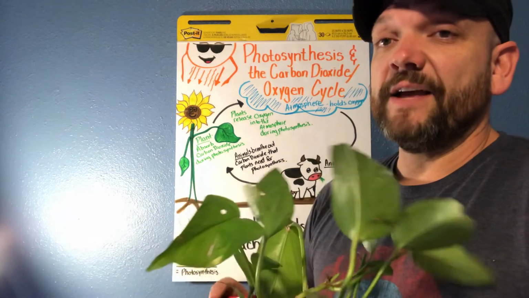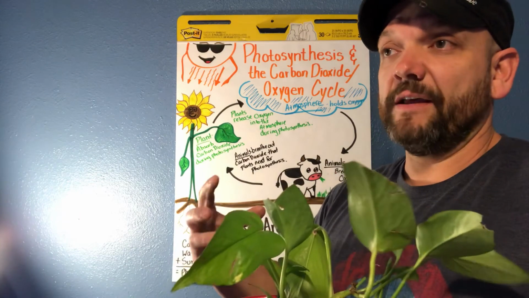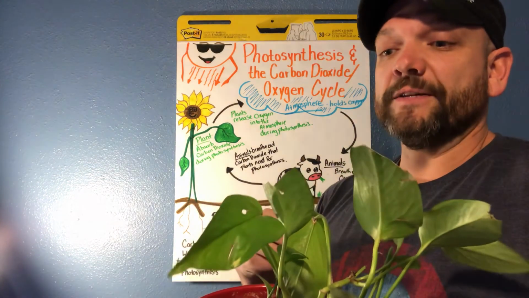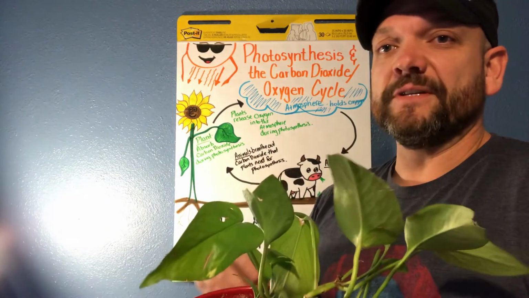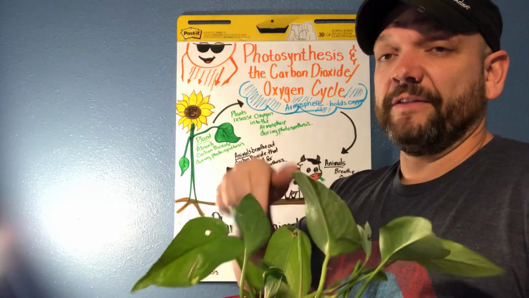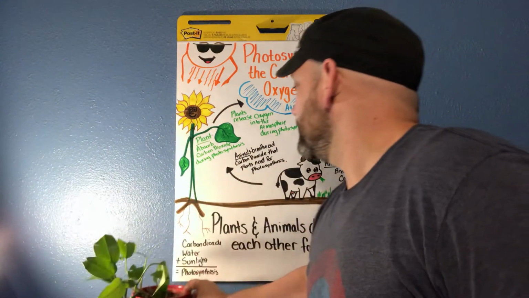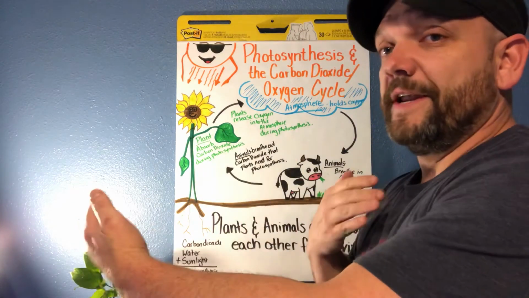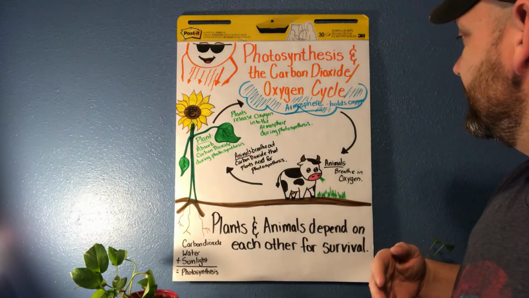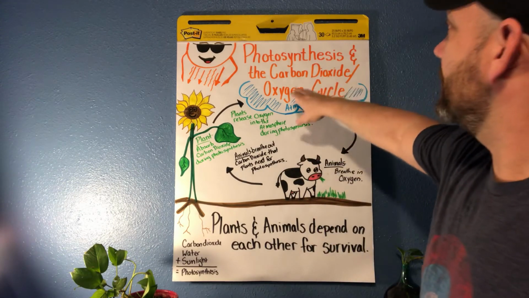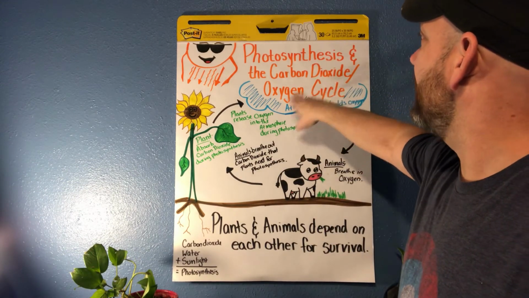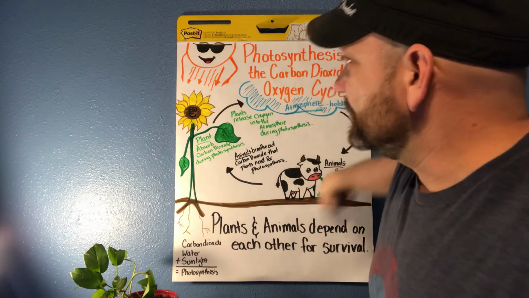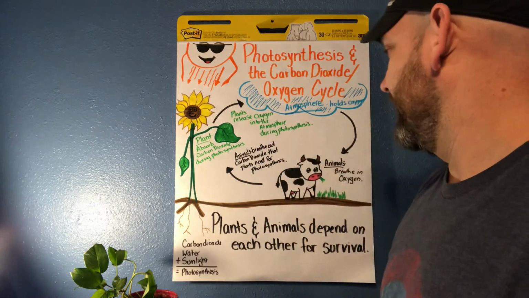That's why they say the more plants that you have in your house, the cleaner your air is going to be, because it's almost like a filtration system. We're filtering what they need, and they're filtering what we need. So we don't need carbon dioxide, they don't need oxygen, so we trade. And that's kind of how that works. Photosynthesis and the carbon dioxide oxygen cycle. It just keeps going around and around and around like that.